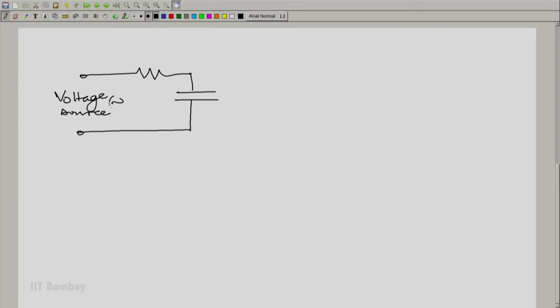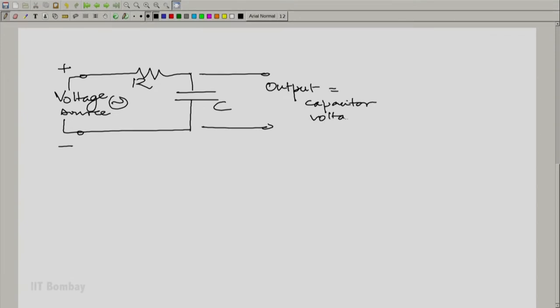We could denote the voltage source like this with the polarity as shown, and the output was taken across the capacitor. So, the capacitor voltage was the output. The input was the voltage source itself, the voltage input here. And of course, we can ask whether this system is linear or not. Rather, whether it obeys additivity and homogeneity or not. We know the equation of this system.